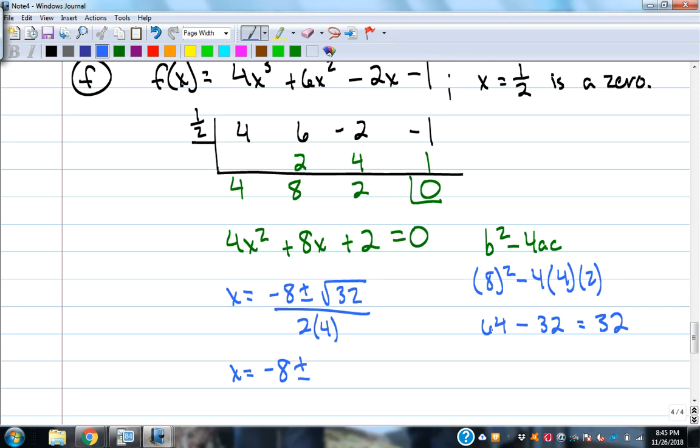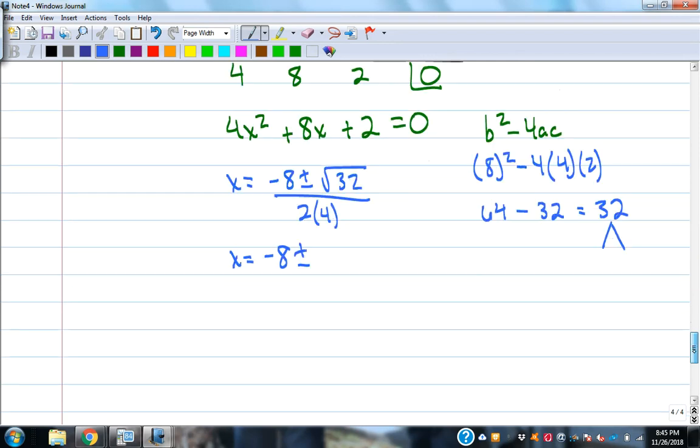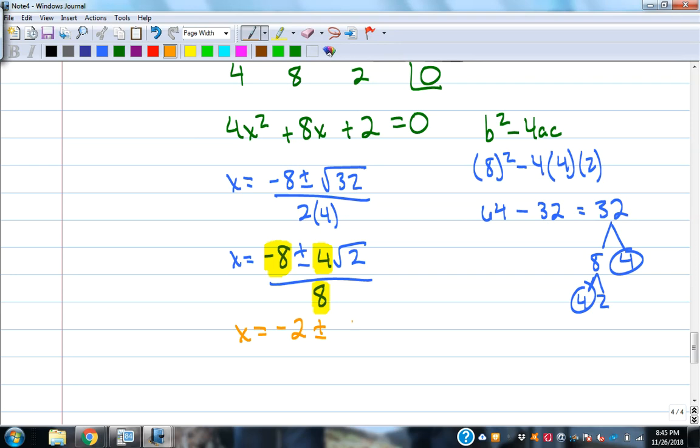-8 plus or minus. I need to break down 32. 8 times 4, 4 times 2. There's a pair of 4s that I can just go ahead and use. 4 square root 2. What do I know about these three numbers? They're all divisible by 4, so divide them all by 4. So that's going to be x equals -2 plus or minus 1 radical 2 over 2.